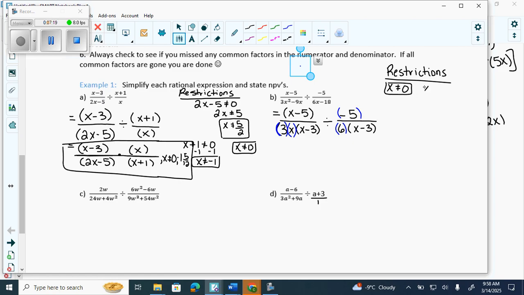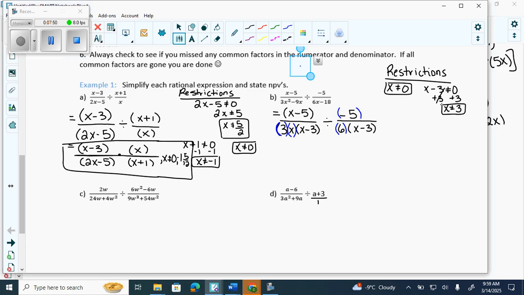X minus 3 can't equal 0. Add 3 to both sides. X can't equal 3. Then we have -5. It's good. 6, that's fine. X minus 3 we already did. So that's it. Okay? A reminder, if your notes are out and something else is out with you, put that something else away. Okay. So, the right-hand side here, we need to flip it, correct?